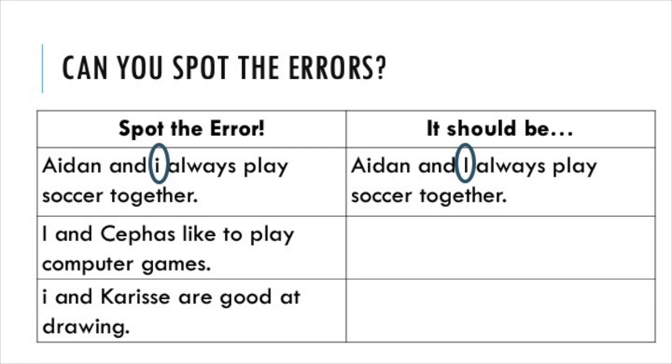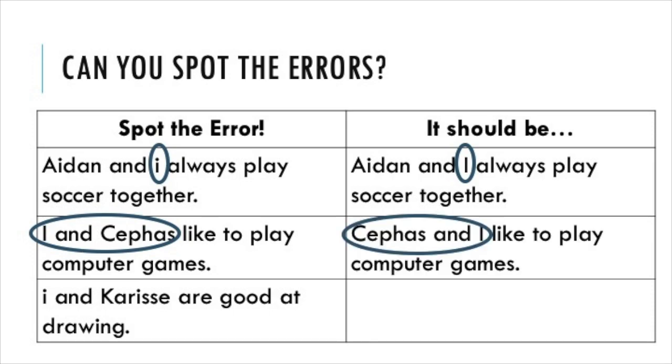The next example goes I and Cephas like to play computer games. Can you tell what is wrong with this sentence? If you said that it should be Cephas and I and not I and Cephas, then you are right. So I'll change the sentence to Cephas and I like to play computer games. Because previously we already mentioned that I comes last. So I cannot say I and Cephas, it must be Cephas and I.